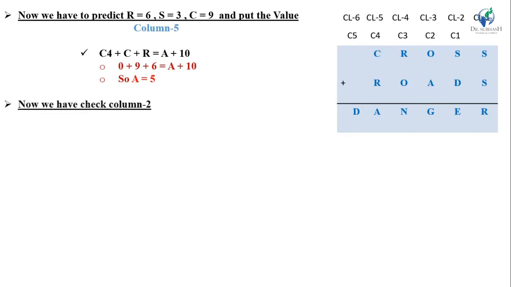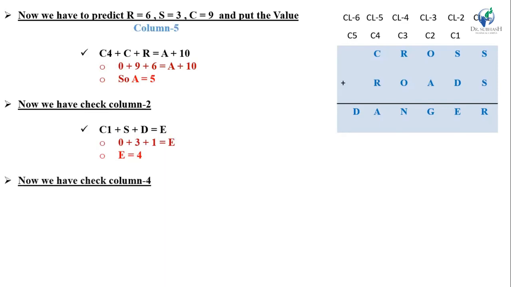Now we can check column 2 and put the value of S and D. So it can be C1 plus S plus D is equal to E. So 0 plus 3 plus 1 is equal to E. Here column 1 cannot generate carry to column 2. So E is equal to 4.